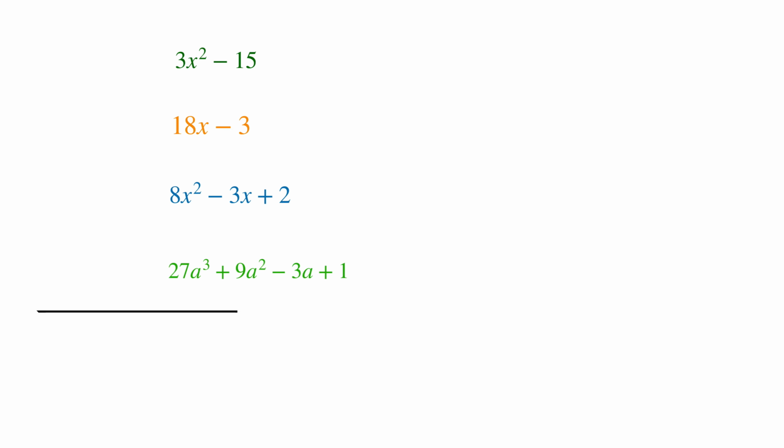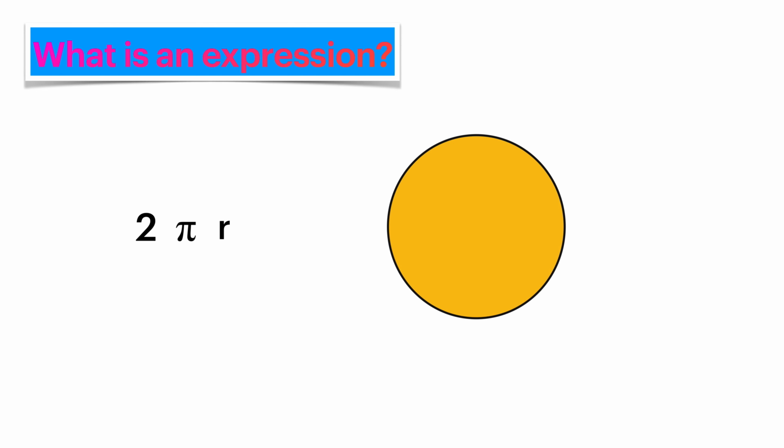So the question is, what is an expression then? Well, we know what expression means. For example, if I say 2 pi r, what is the first thing that comes into your head? A circle, isn't it? Without even saying that, you think of a circle.